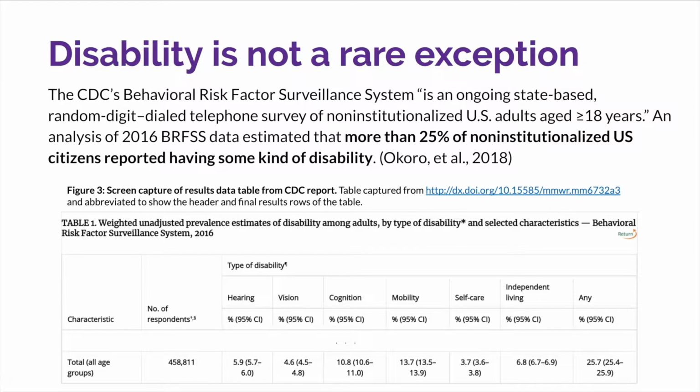There seems to be this underlying assumption that disability is rare, and that only a very small sliver of the population is actually disabled in a way that would affect web accessibility, but this just is not true. A 2018 CDC analysis of 2016 survey data of United States adults over the age of 18 found that more than 25% of adults surveyed reported as having some form of disability. So it's by no means a small portion of the population, and it should not be discounted.